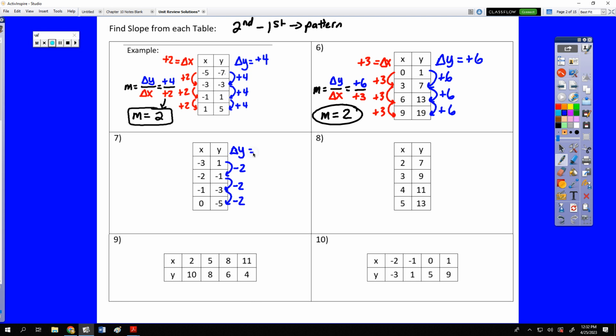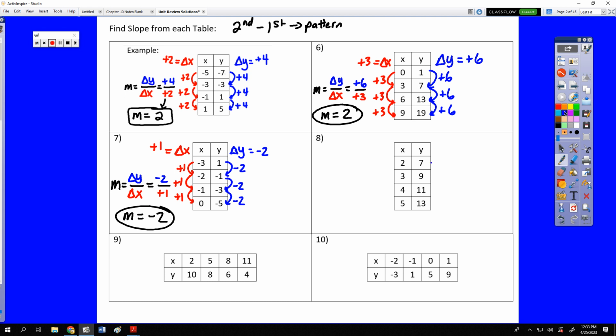So our change in y is negative 2. For the x, we are increasing by 1, which can be somewhat difficult to see with negative numbers, but we are increasing by 1. So the change in x is positive 1. So then we would go to slope. Well, the slope is the change in y, which is negative 2, divided by the change in x, which is positive 1. Negative 2 divided by positive 1 gives us a slope of negative 2.